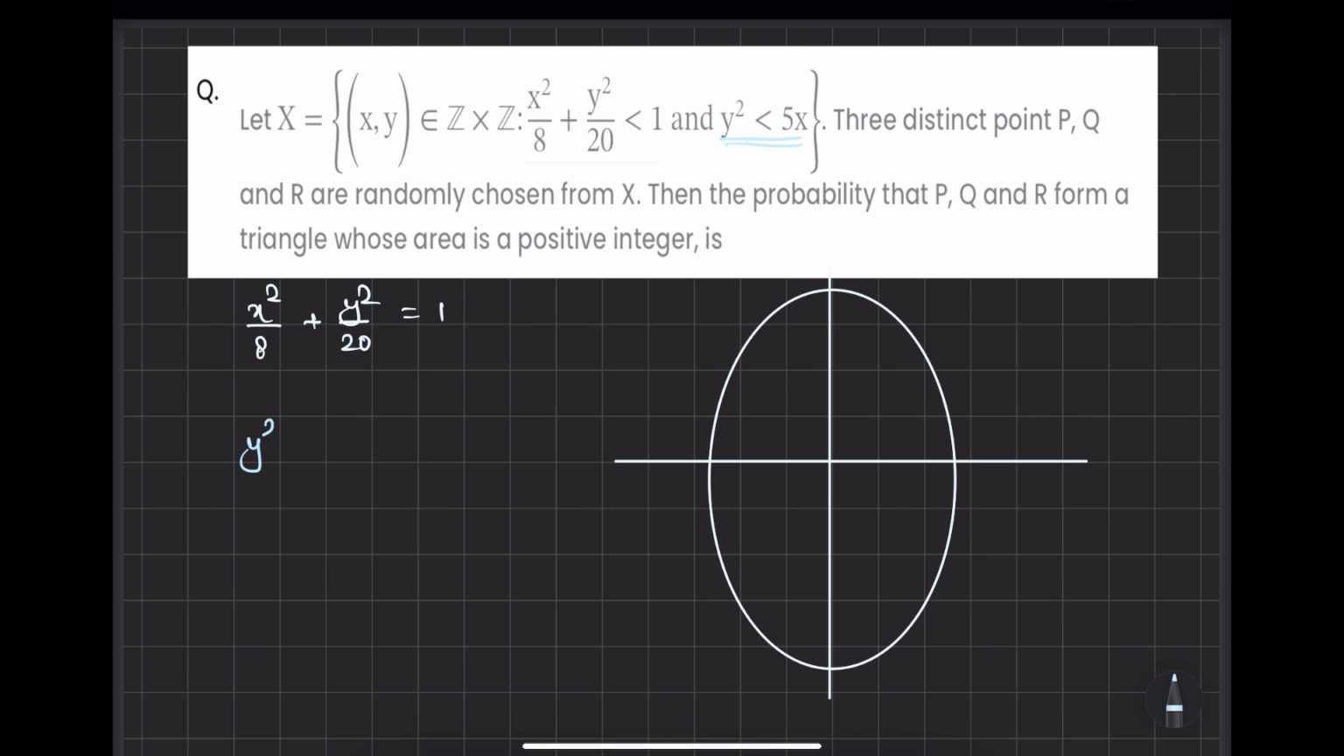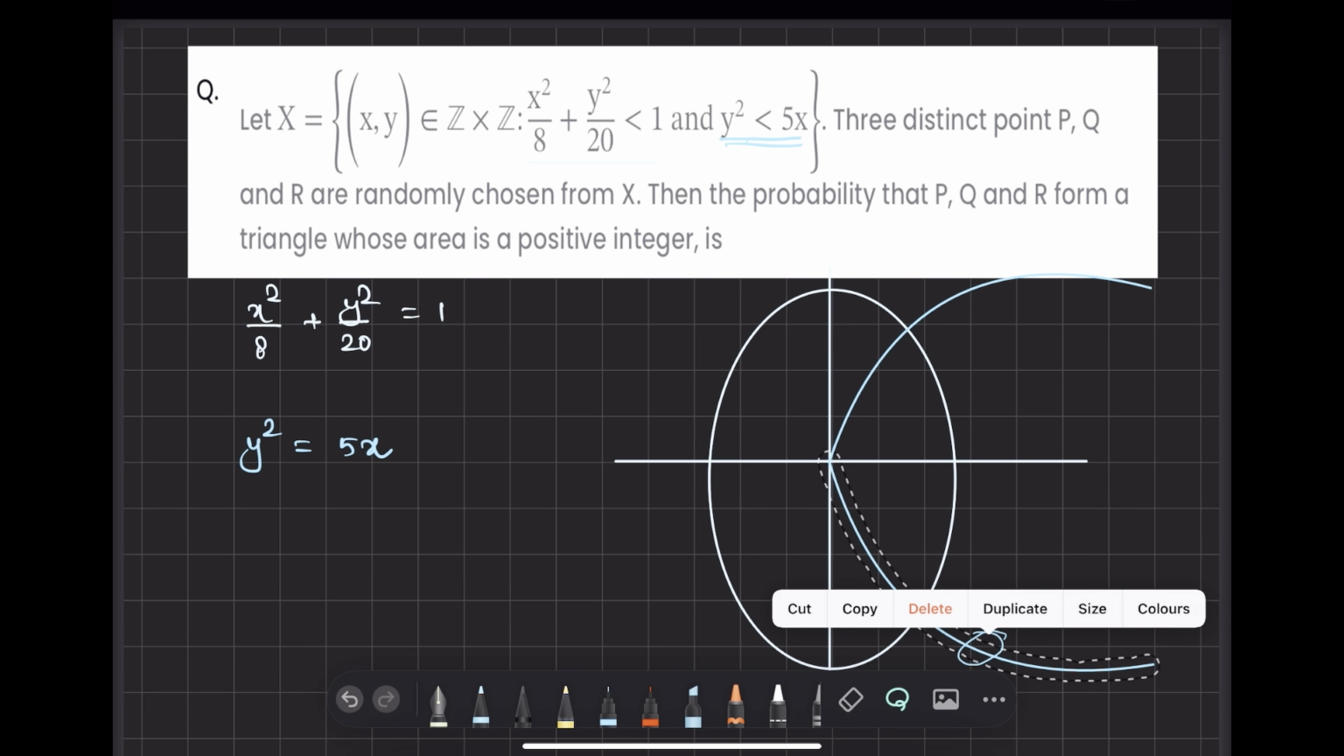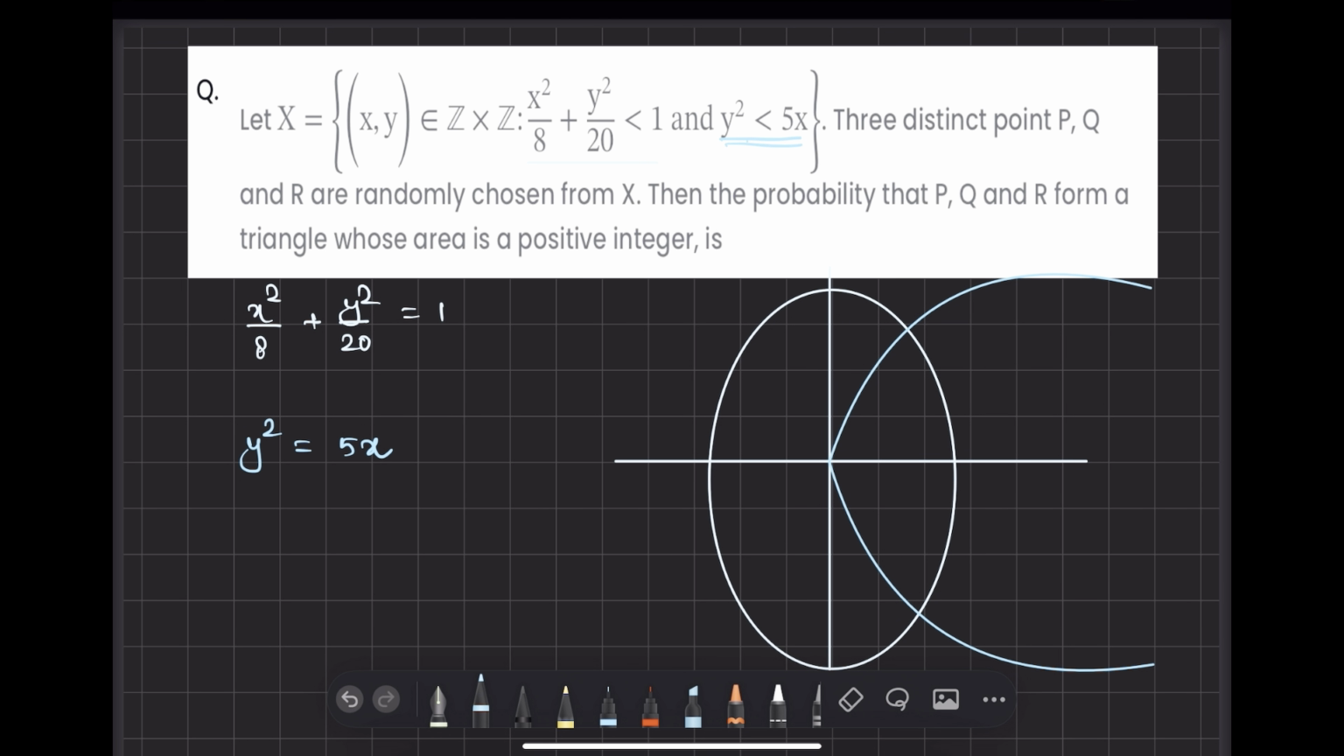First I will draw the equality graph. y square equals 5x. So you know that it is a horizontal parabola opening to the right side. Okay, so this is our horizontal parabola. Yes, so we got our horizontal parabola.